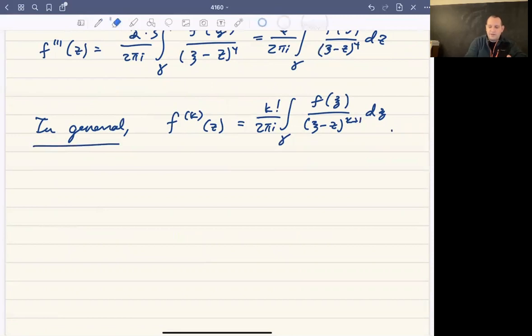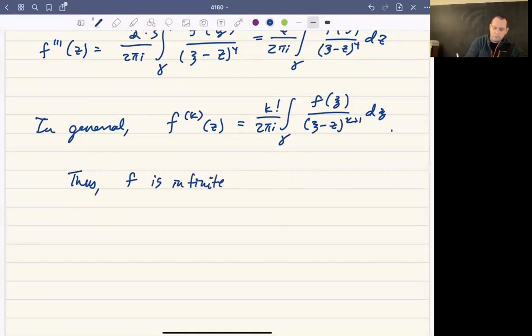Now, this tells us something right away, and maybe this is obvious. I don't think it is, but if you can come up with a formula for any derivative of f, this tells you f is infinitely differentiable. So f is infinitely differentiable. And that's a big deal.